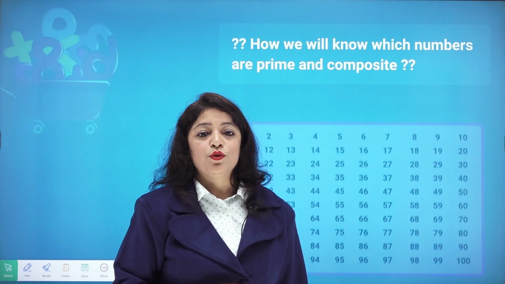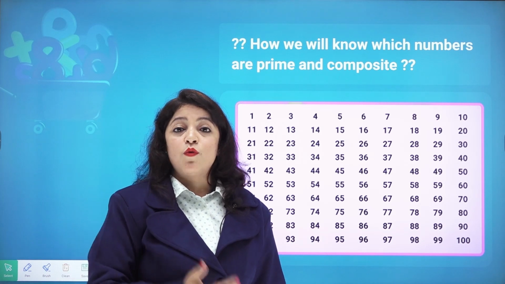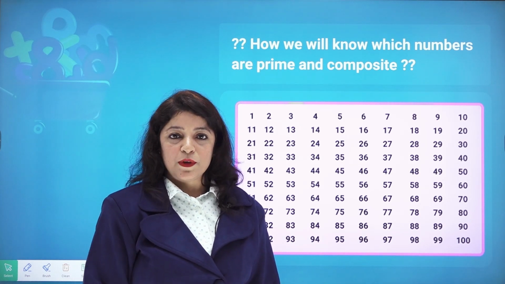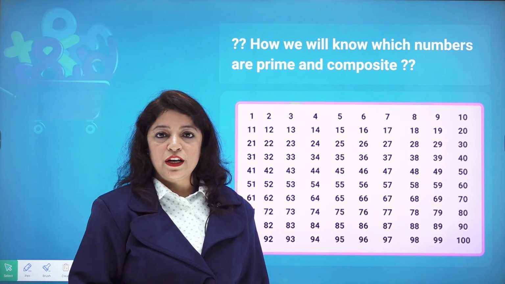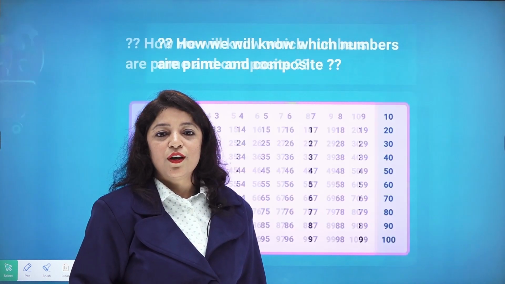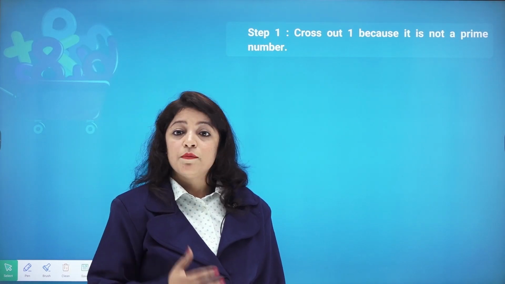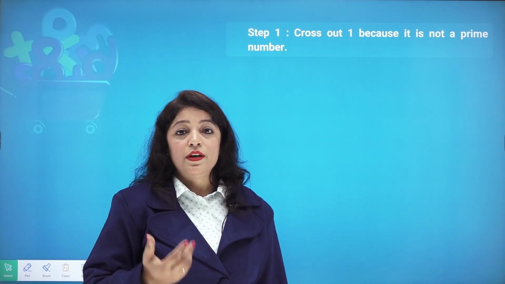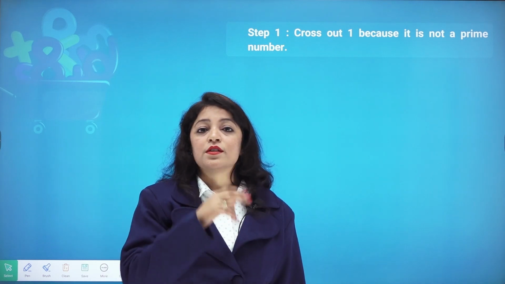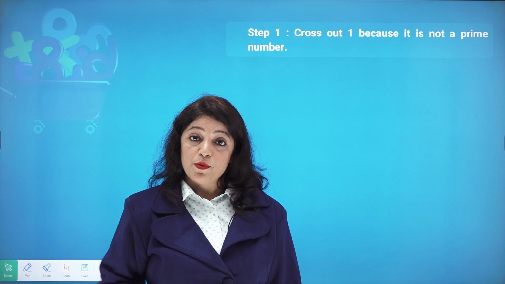Proceeding further, how will you know which numbers are prime and composite? For that, we have a complete sheet of numbers from 1 to 100. Here we have to find out which are composite and which are prime numbers. Let's play a game for this. What we have to do is cross out 1 because it's not a prime number.